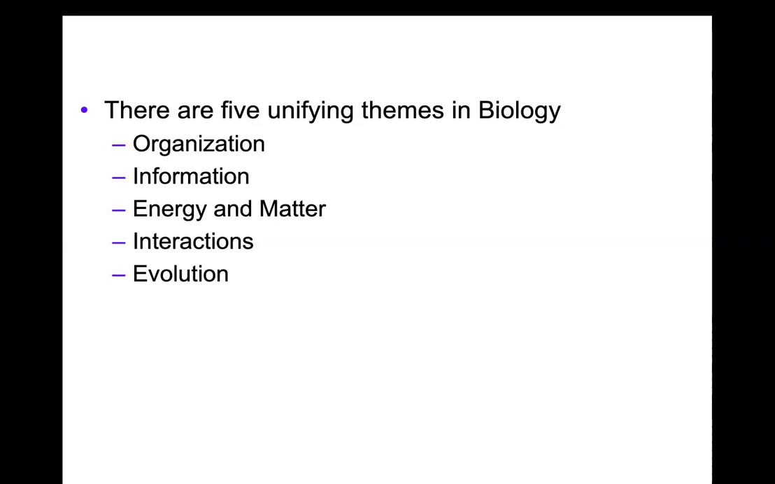Interactions. We are not alone on this planet. We interact with a lot of other living species, and we have to be able to coexist together. And then evolution. Evolution is organisms evolving due to ever-changing environments. And as we go through this course, we will sort of hit on these five main themes.